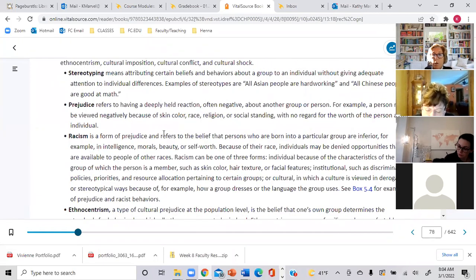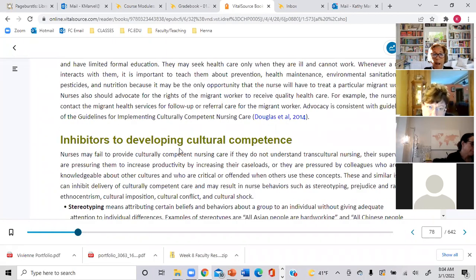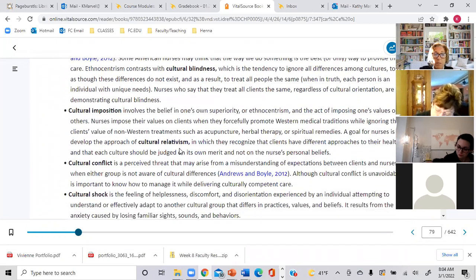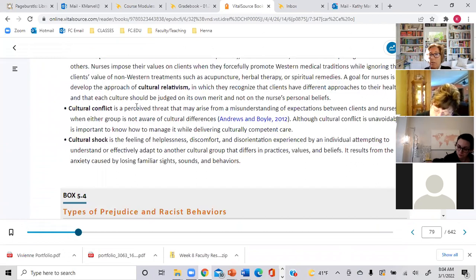So these are important to know. I put these on a card as well. You may be presented a scenario and asked, which inhibitor is this? Is it racism? Is it cultural conflict? Is it cultural shock? So please know those definitions.